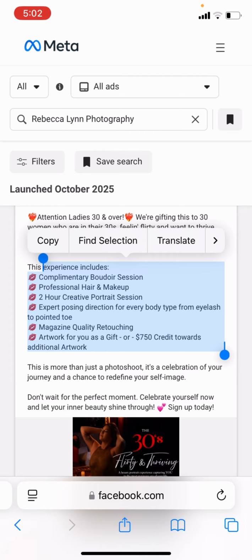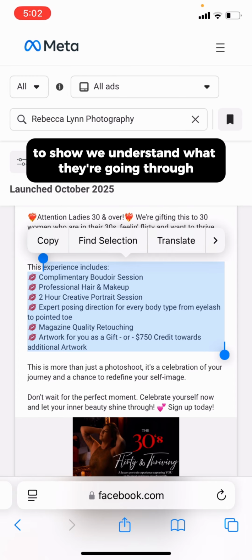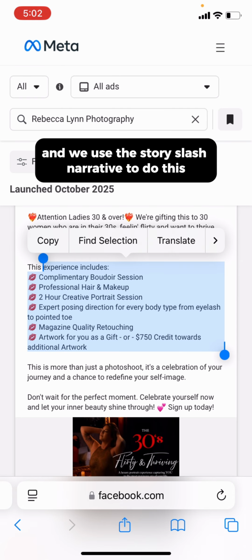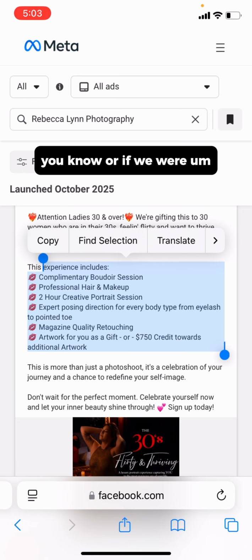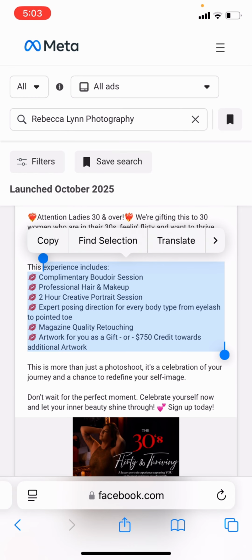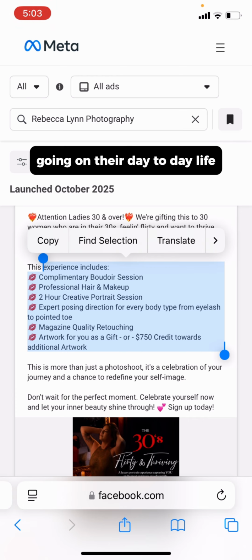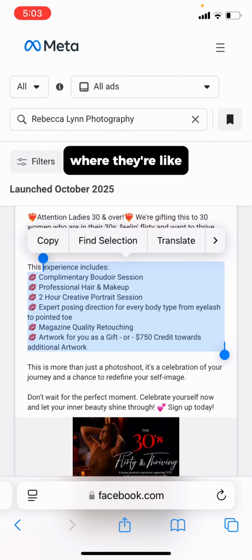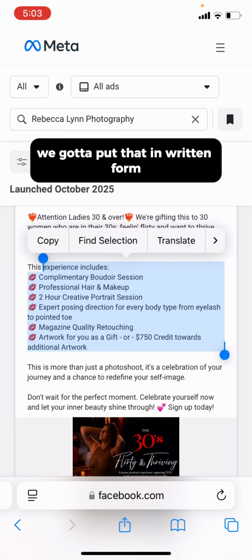We want to basically be able to empathize with them, to show we understand what they're going through, what's going on in their day-to-day life, and we use the story/narrative to do this. It's basically like writing out the lines of a movie script, or if we were recording them with a third-person camera going on their day-to-day life, and then they got the reality TV cutscenes where they're narrating what just happened in their clip and what they were thinking. We got to put that in written form.